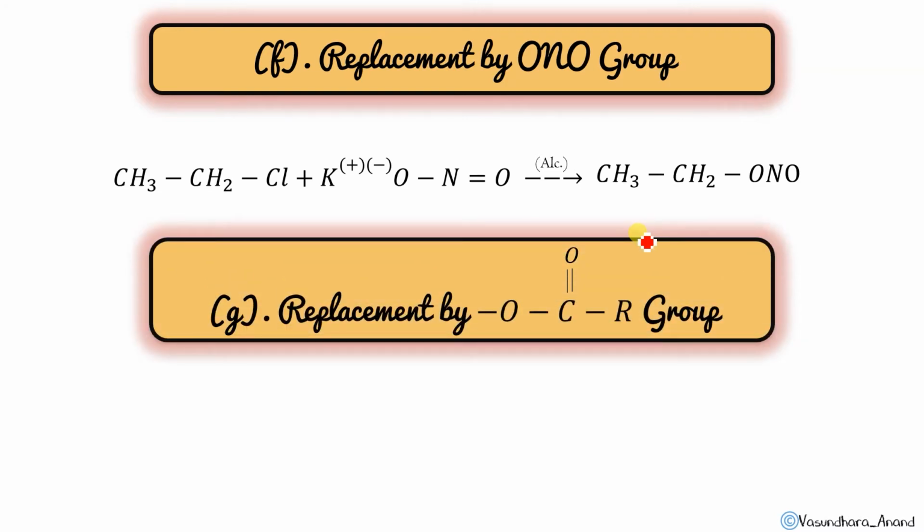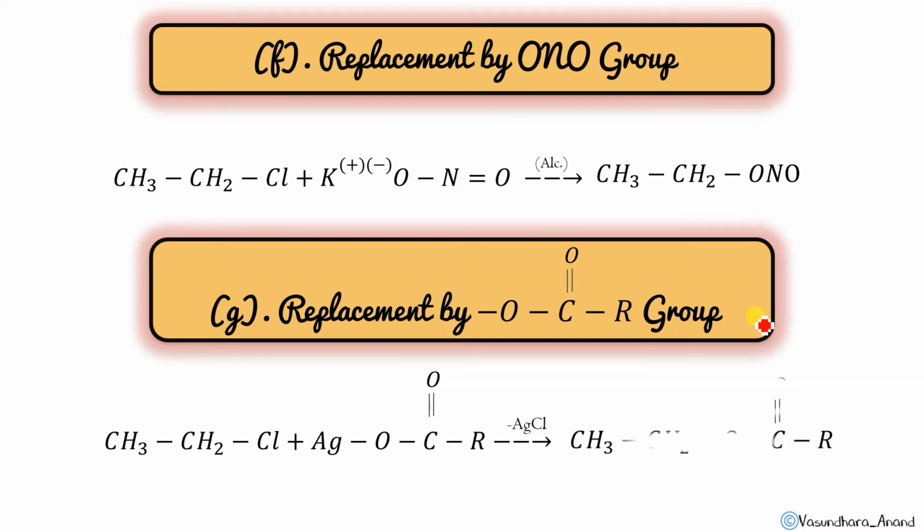Replacement by the ester group: when the alkyl halide reacts with the silver salt of any carboxylic acid, what will happen? It will give out AgCl and this ester will form. Yes, AgCl will come out and the acyloxy group will attach with this, so the ester will form.